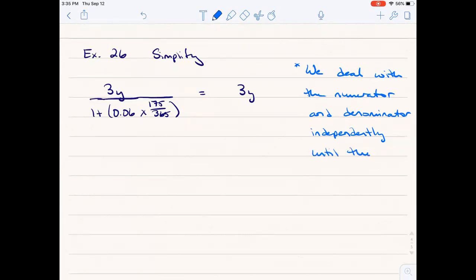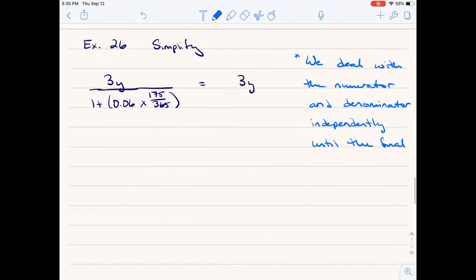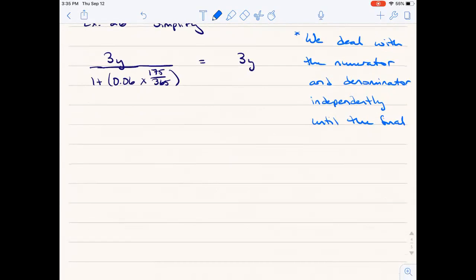Until the final exam. No, simplification. Hey, less talking back there.